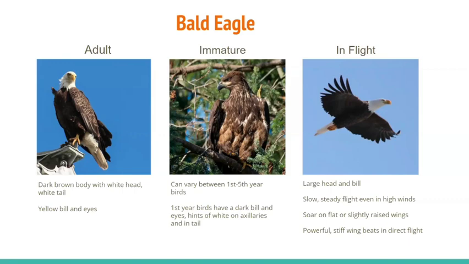So in flight, what you really notice is that very large head and bill. Those can stick out even from a distance, and it's always so nice when the light catches the white head of an adult and you can just be like, okay, I know that's a bald eagle. They have a very slow, steady flight, even in high winds, and they're a bird that soars on very flat wings. So, like I mentioned earlier, if you see a bird out there and it's just a kind of flat black line, then don't rule out eagle as your option. And they have very powerful, stiff wing beats in direct flight.